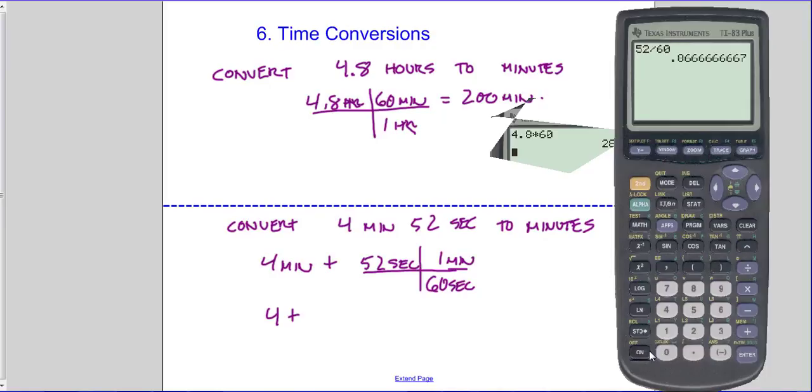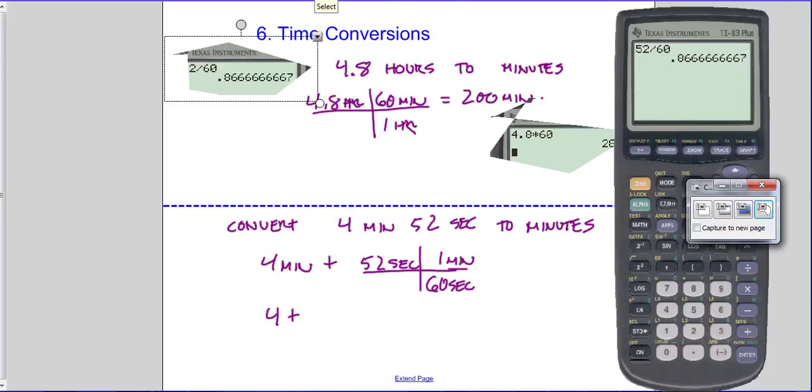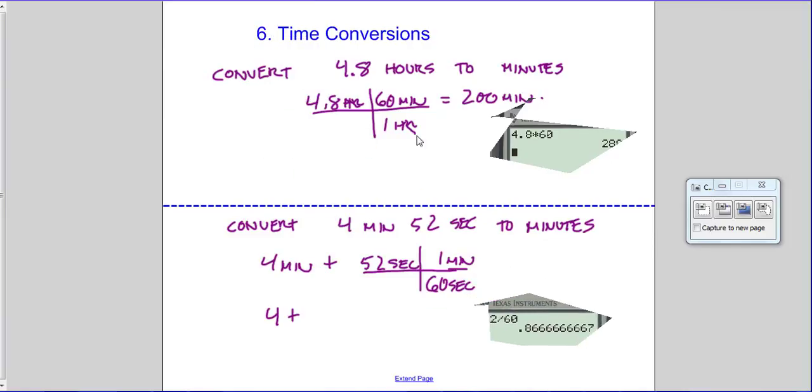And again, I got this earlier, 0.8667. Let's say we round it to the nearest hundredth again. So this is 0.87. If I'm going to round it to the nearest hundredth, that's the hundredths place. The thousandths place, that's a 6, so it goes up to 7. So this is 4.87 minutes. And this concludes the video.